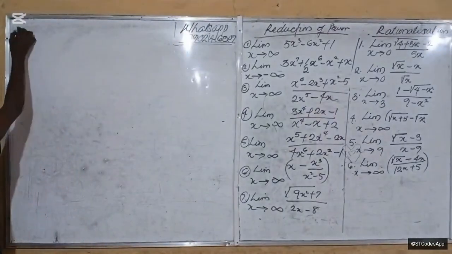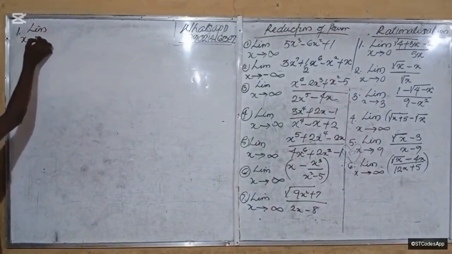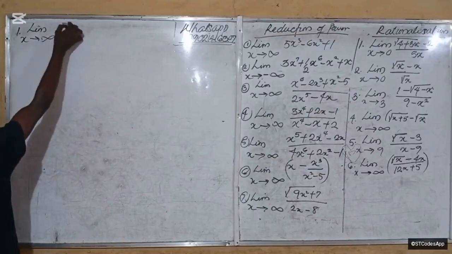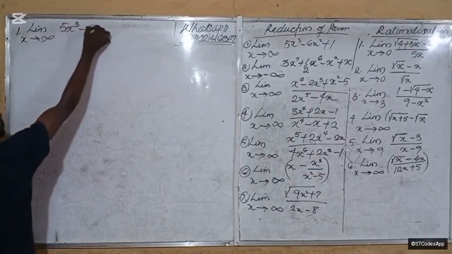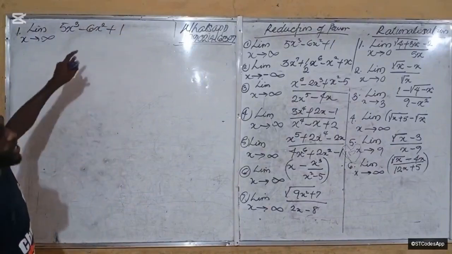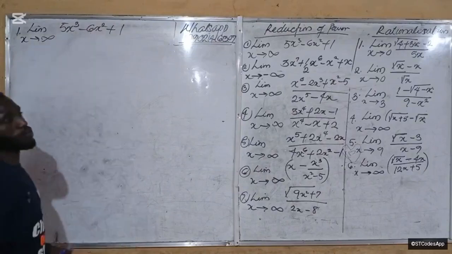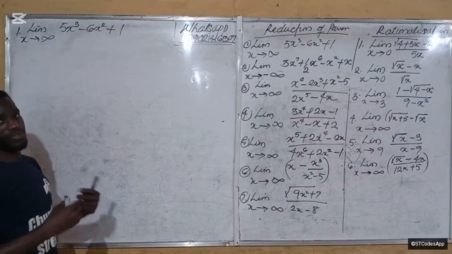Reduction of power. Number 1 says take the limit as x approaches infinity of 5x to the third minus 6x to the second plus 1. So what you want to do here, like I said, if you plugged in infinity, you get an indeterminate form.